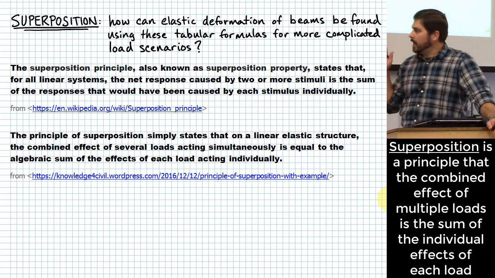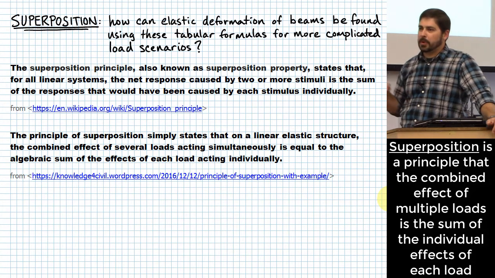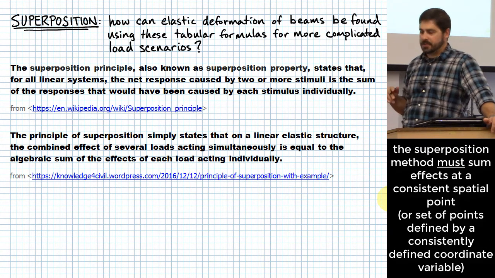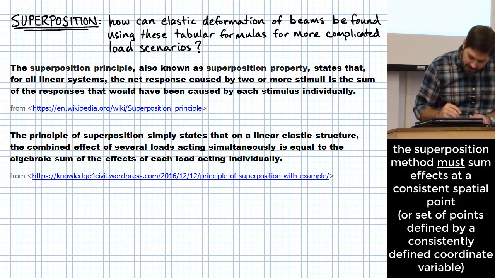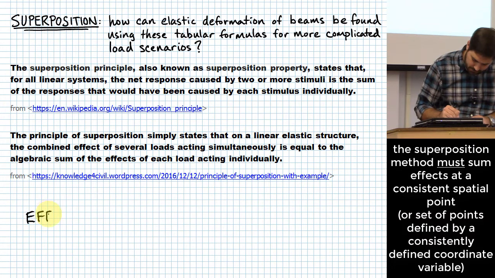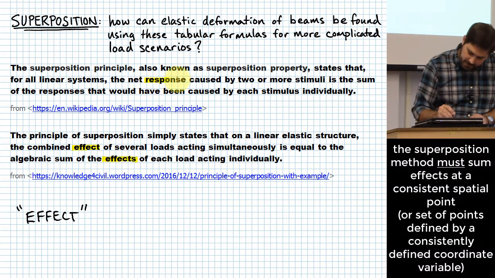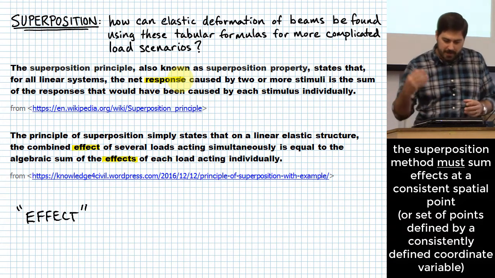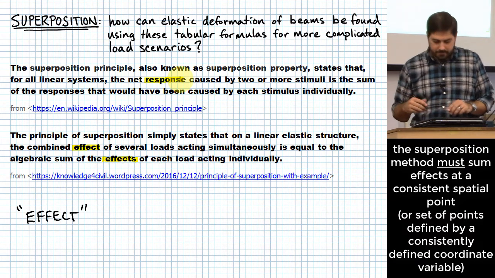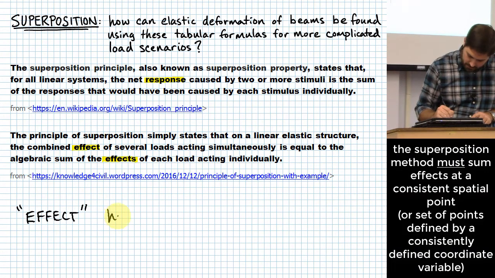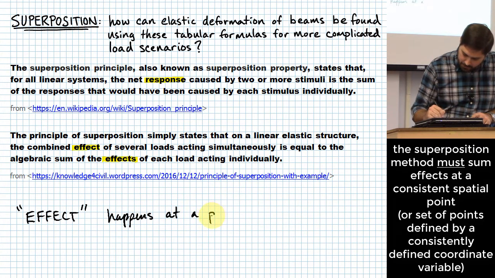Okay? And I need to make one really big point about this before we go into our next example. Right? And here it is. When we talk about an effect, okay? Because they use this word effect a few places in here. Effect of several loads is equal to the algebraic sum of the effects. Up here it uses the word response, but it's kind of the same thing, right? That's the effect that happens from the stimulus. This effect happens at a particular location.